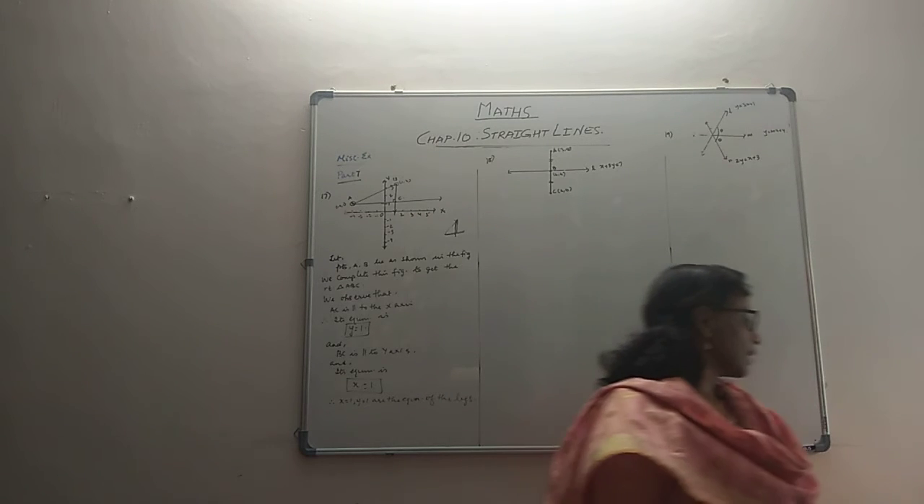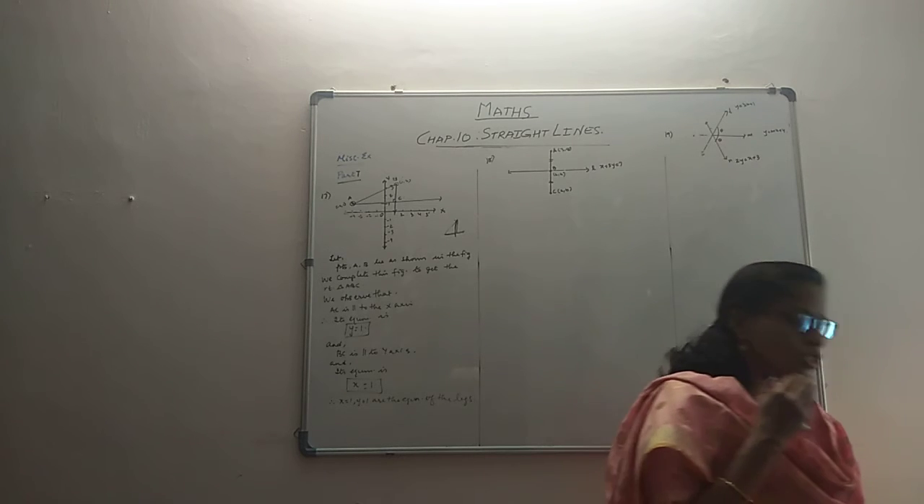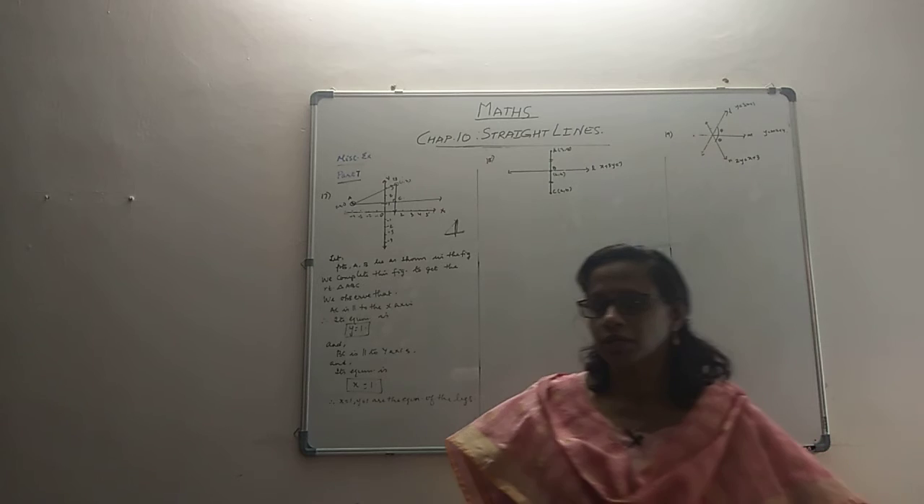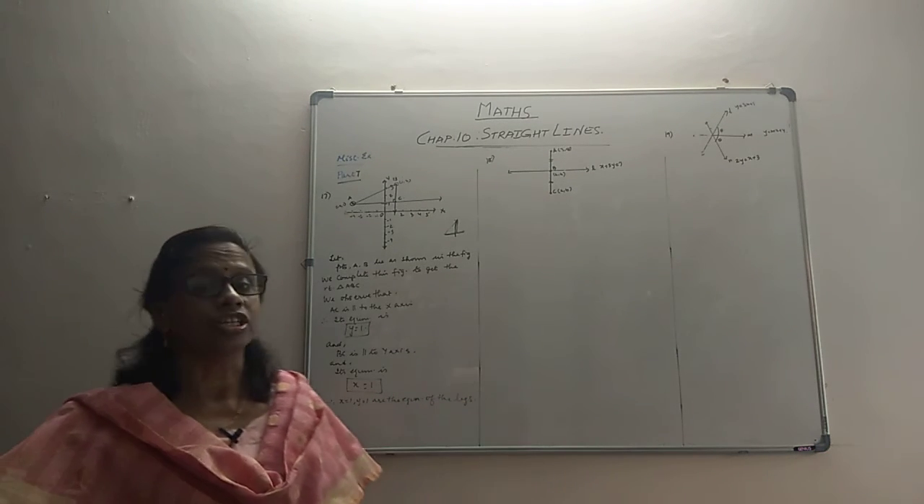Then we have the 18th problem, absolutely important from this year's point of view and from next year's point of view. We already learned the foot of the perpendicular in the previous exercise. This is an extension: image.